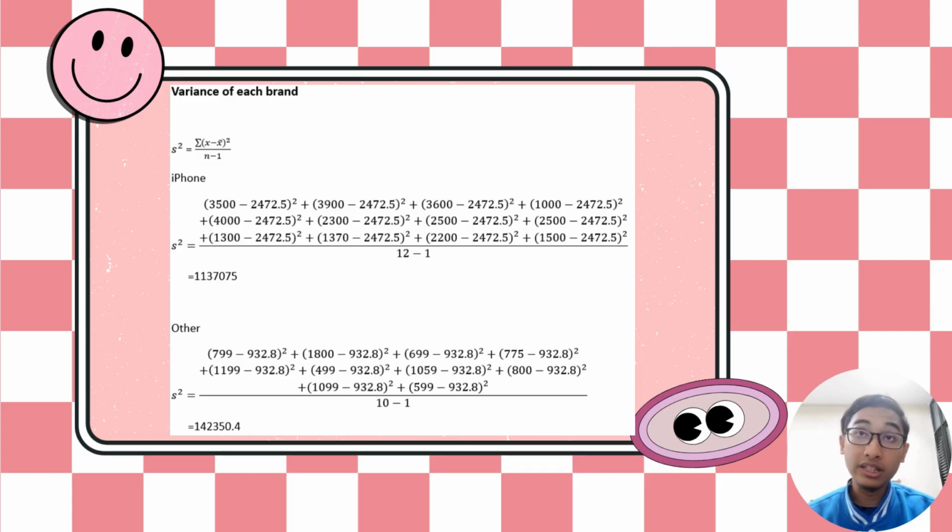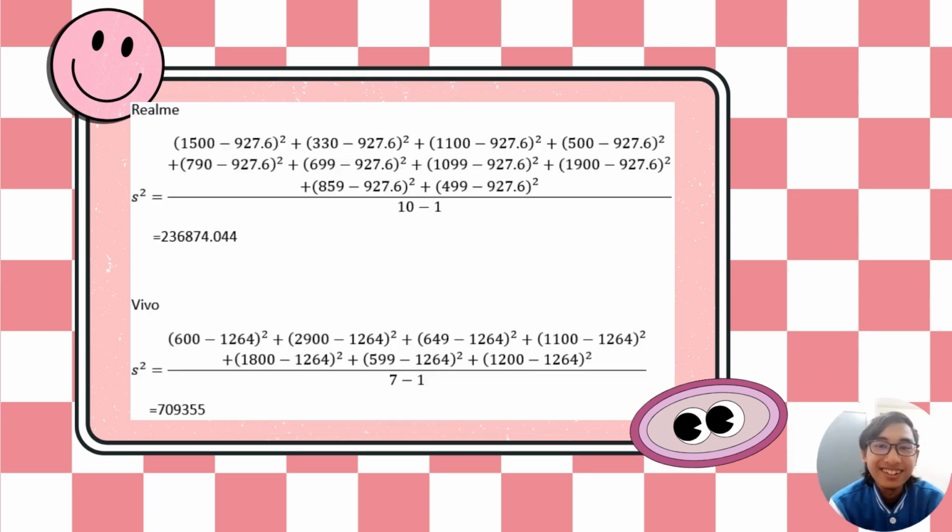After calculating the mean, we need to search for the variance of each brand, using the formula Σ(x minus x bar) squared, divided by n minus 1. So for iPhone, the variance we got is 1,137,075. For others, we got 1,423,500.4. For Realme, we got 236,874.044. For Vivo, we got 709,355.